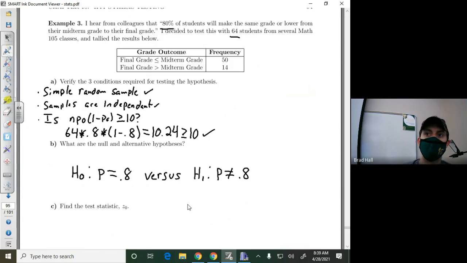I have a question. Yes. I guess I'm just confused because it says in the example, "we'll make the same grade or lower," so you would use less than or equal to? So that's just the criteria for counting the frequency. So it's basically where is the inequality derived from?